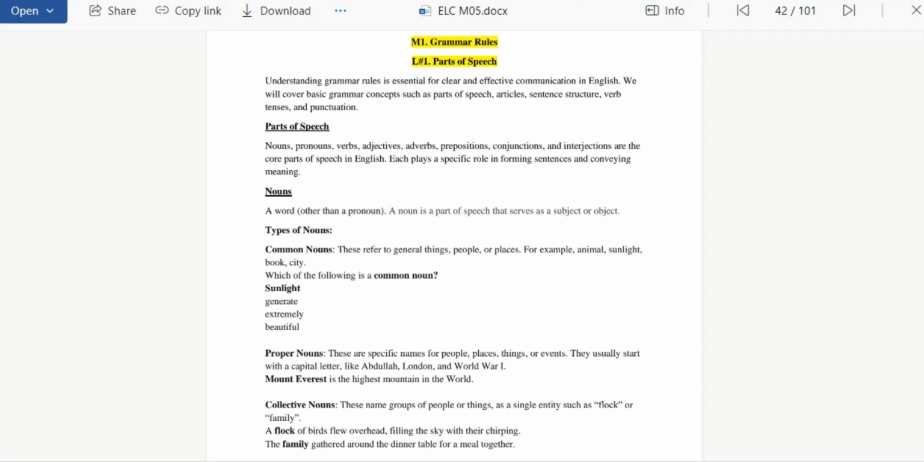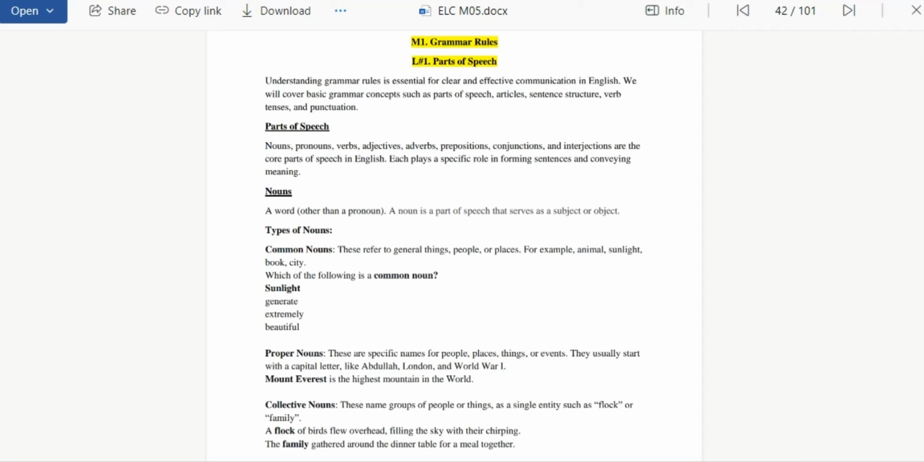Proper noun. Proper noun means a specific name. Specific names of people, of places, specific names of things, or specific events. They usually start with a capital letter, like Abdullah, London, World War I. World War I is a specific event in history. For instance, Mount Everest is the highest mountain in the world. Mount Everest is a proper noun.